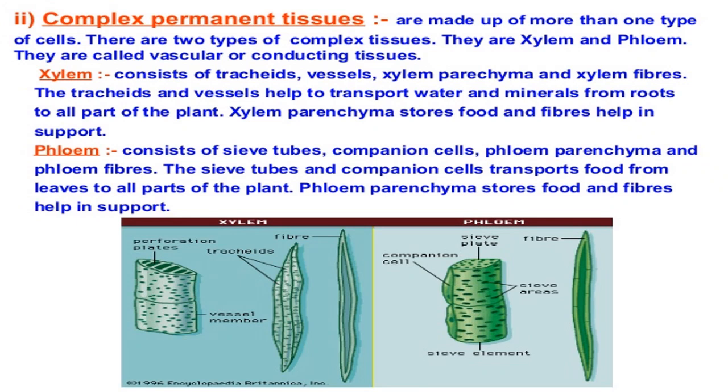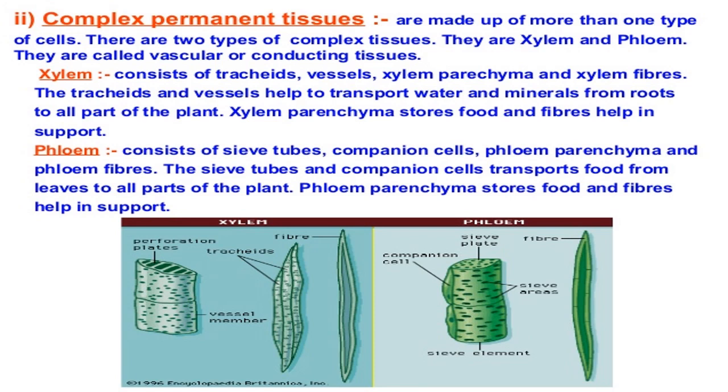Now, as I told you, there are two types of complex permanent tissues, xylem and phloem. Xylem consists of tracheids, vessels, xylem parenchyma and xylem fibers. So these are the four types of cells which are present in xylem tissue. Except xylem parenchyma, all other xylem elements are dead and they are bounded by thick lignified walls. Out of these four types of cells, the most important cells are vessels. Vessels are shorter and wider than tracheids. Vessels are very tube-like structures. They are formed by a row of cells placed end to end.